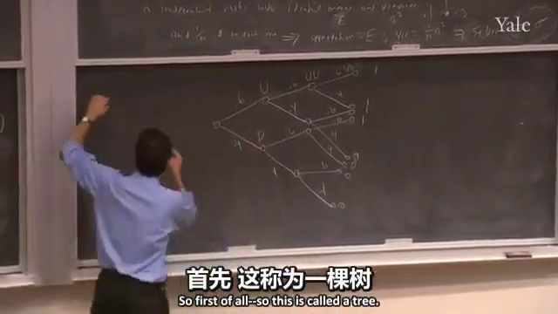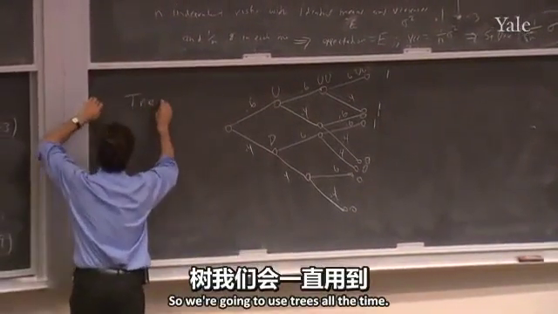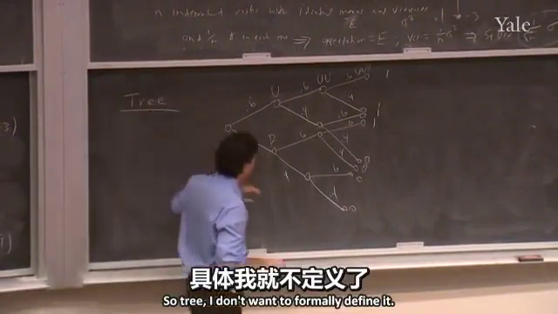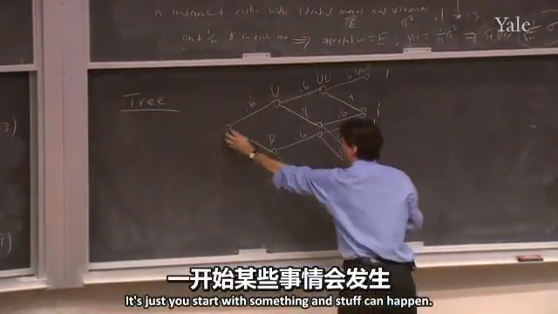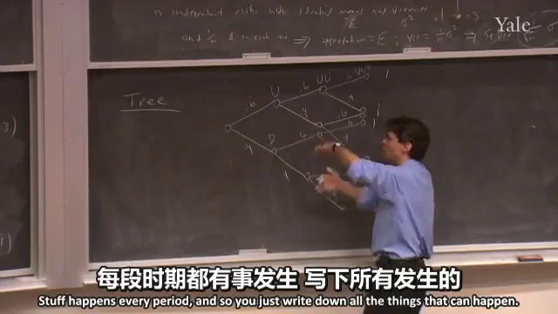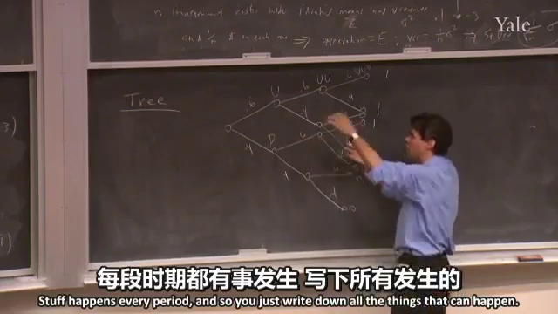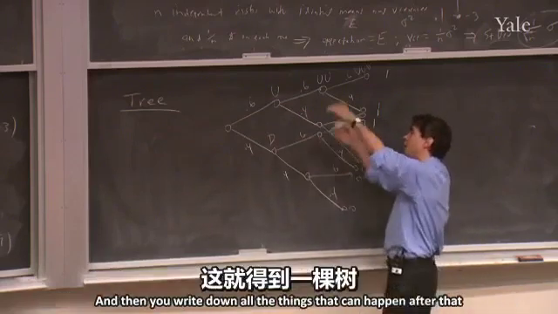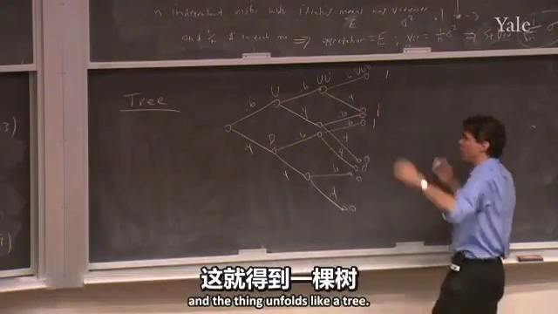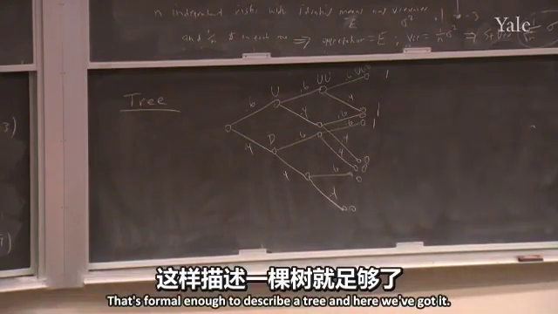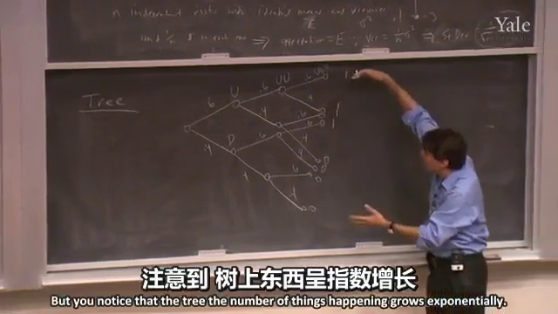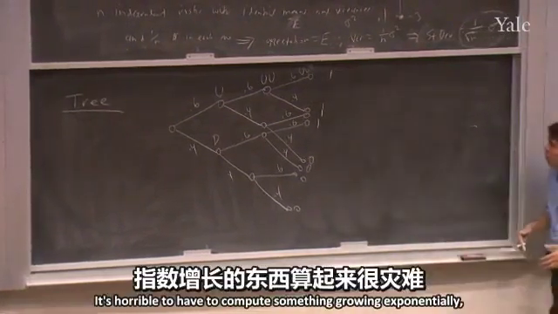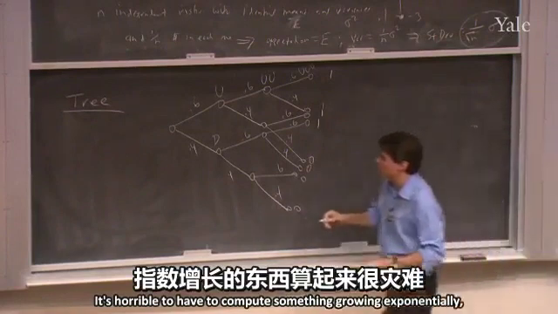So this is called a tree. So we're going to use trees all the time. So tree, I don't want to formally define it. It's just you start with something, and stuff can happen. Stuff happens every period, and so you just write down all the things that can happen. And then you write down all the things that can happen after that, and the thing unfolds like a tree. That's formal enough to describe a tree, and here we've got it. But you notice that the tree, the number of things happening, grows exponentially. It's horrible to have to compute something growing exponentially.